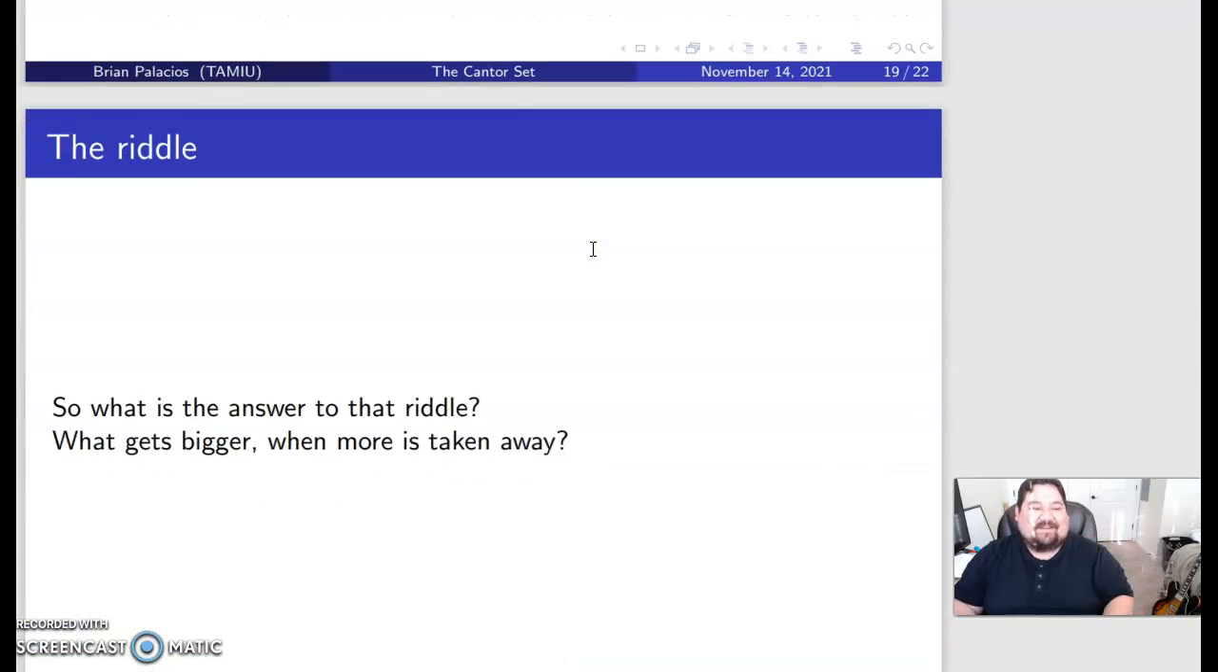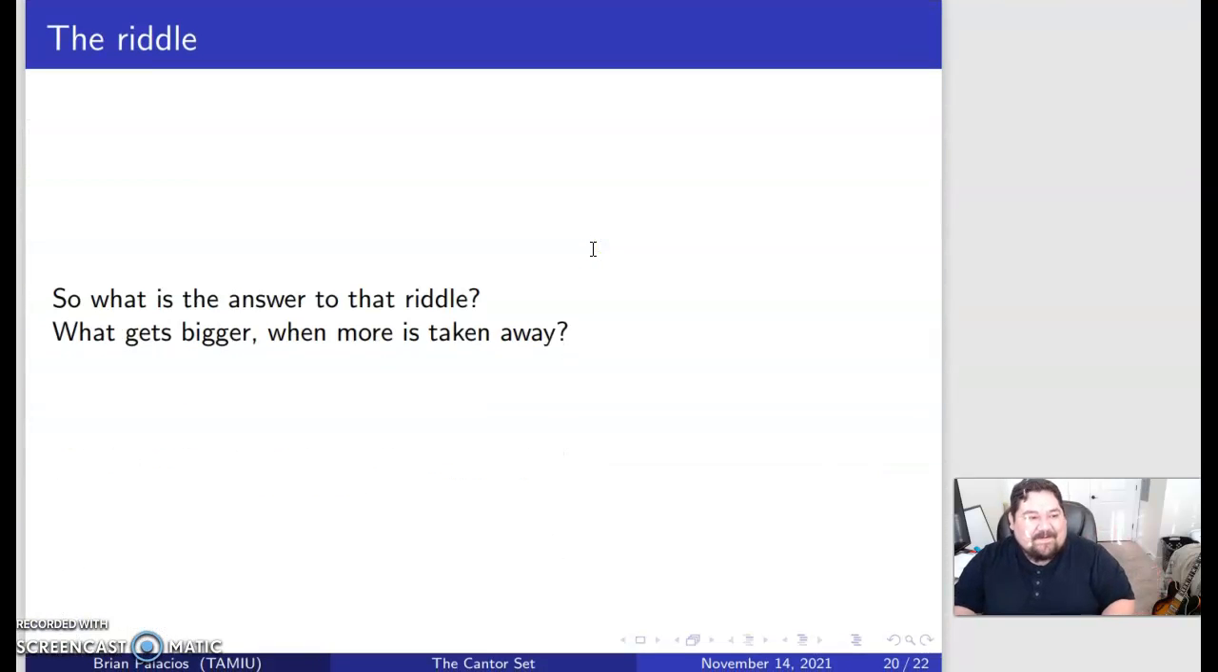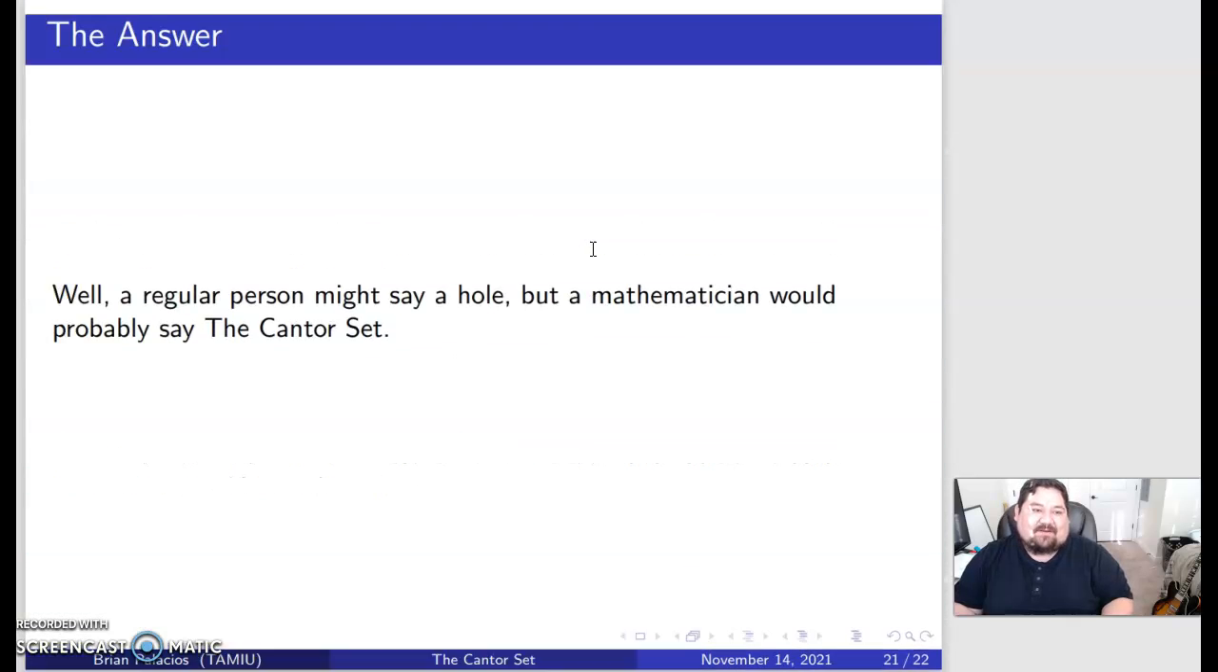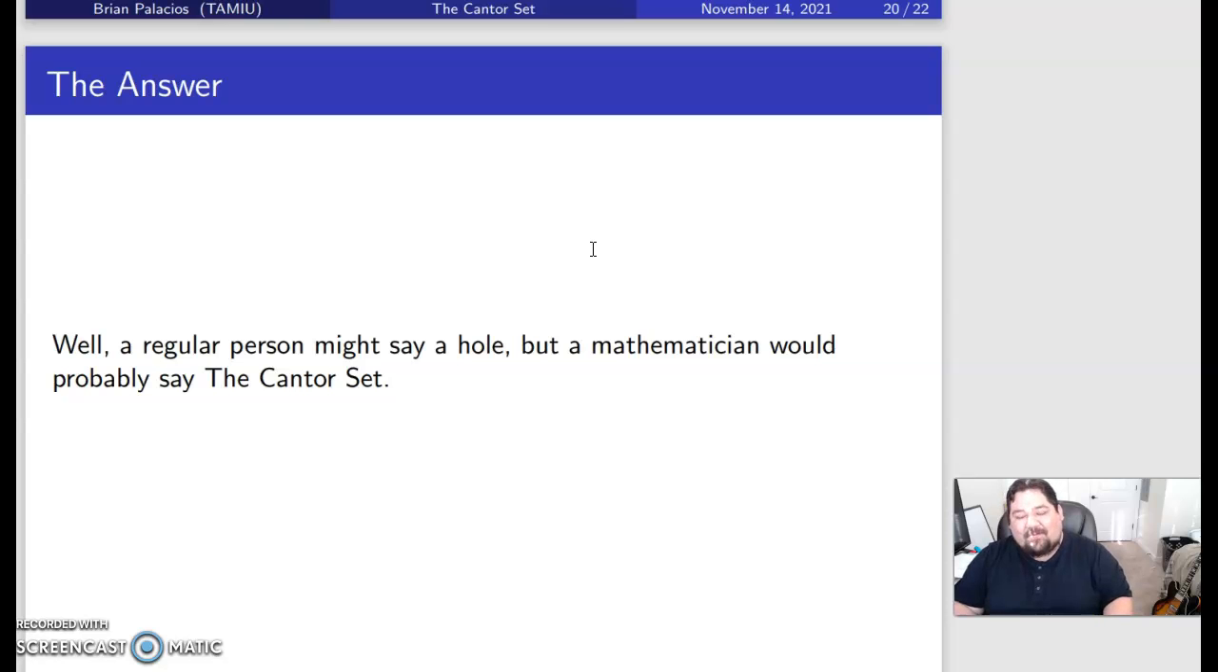So now let's get to it, right? The riddle. So what is the answer to the riddle? What gets bigger when more is taken away? And the answer is, well, a regular person might say a hole, but a mathematician might, or would probably, say the Cantor set.